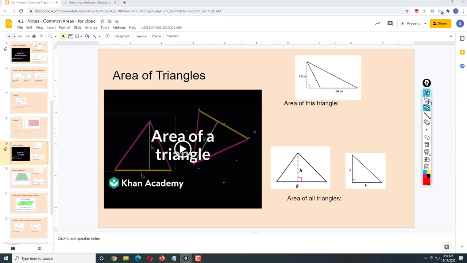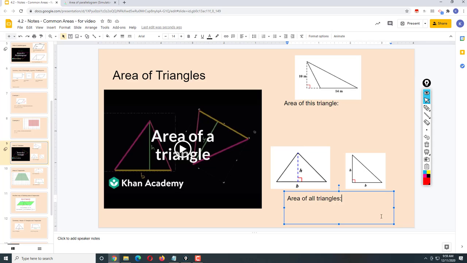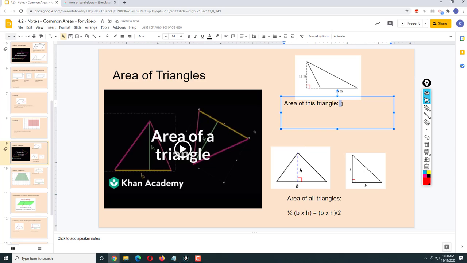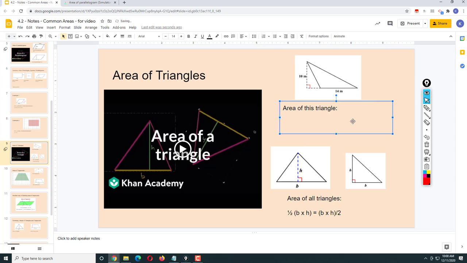So the area of all triangles has to be 1/2 times base times height, which is the same as base times height divided by 2. So the area of this triangle has to be 14 times 10 divided by 2, which is 70.